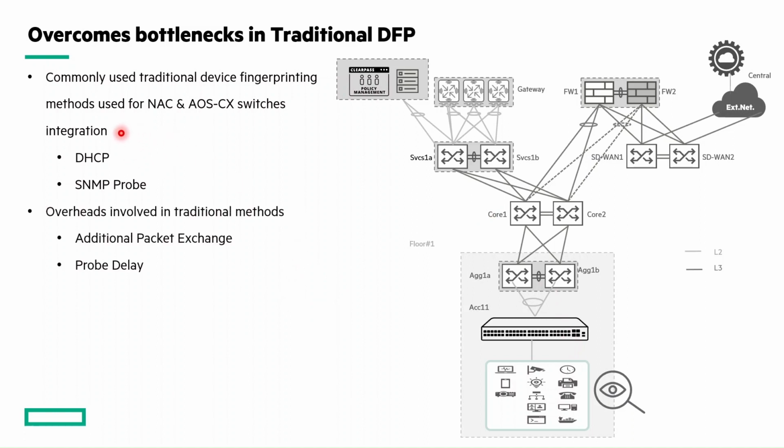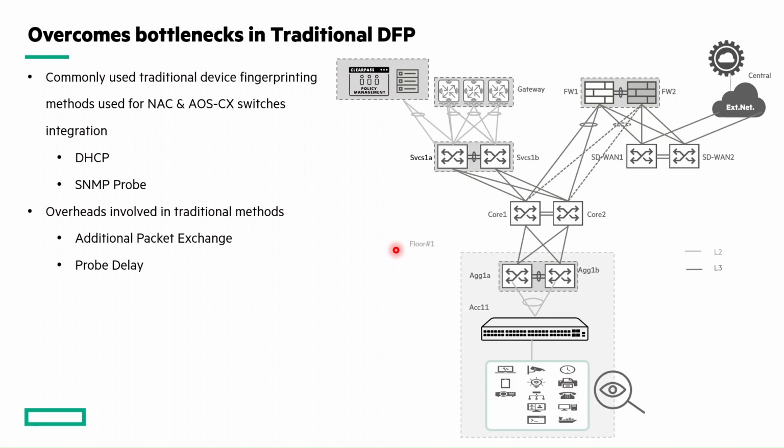The first is DHCP, where the DHCP discover packets from the clients will be relayed to the ClearPass for profiling. Next is SNMP probe. So the SNMP query request to get the end client details using LLDP MIB or CDP MIB from the switches. So here are the overheads involved in these traditional methods. First is additional packet exchange.